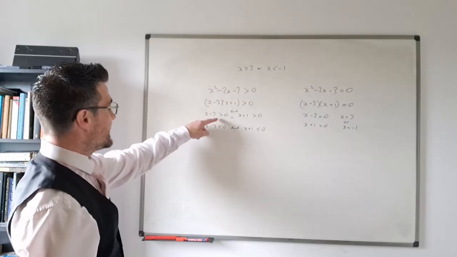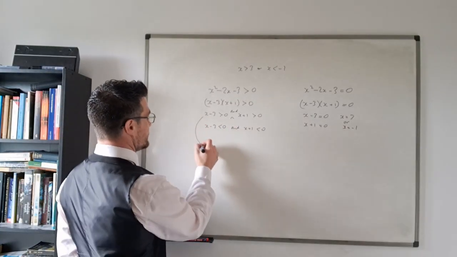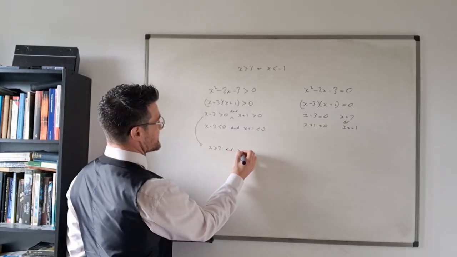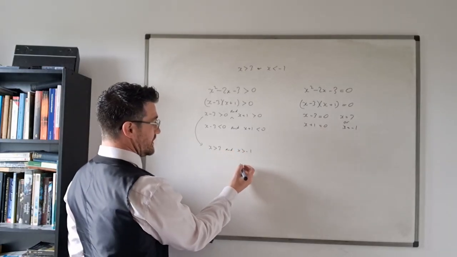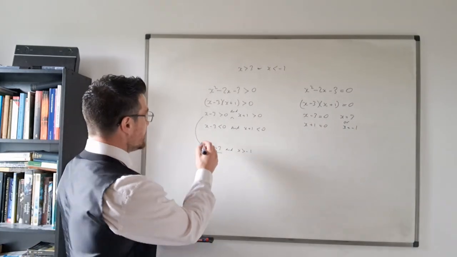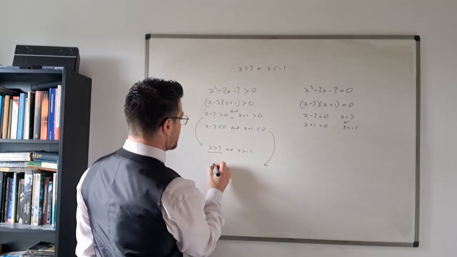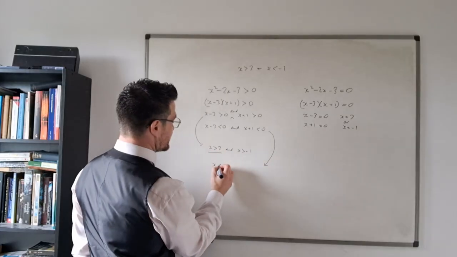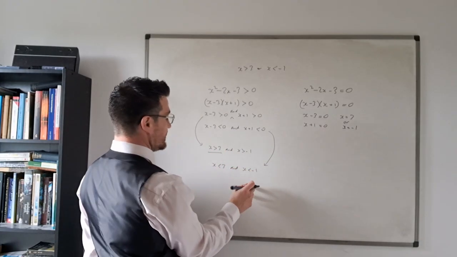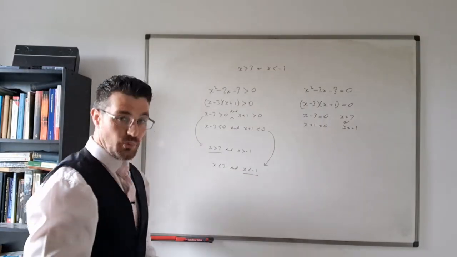So if x minus 3 is greater than 0, let's have a look. That means that x is greater than 3 and x is greater than minus 1, which means that x must be greater than 3. Okay? We take this, x minus 3 is less than 0. That means that x is less than 3 and x is less than minus 1, which means that x must be less than minus 1.